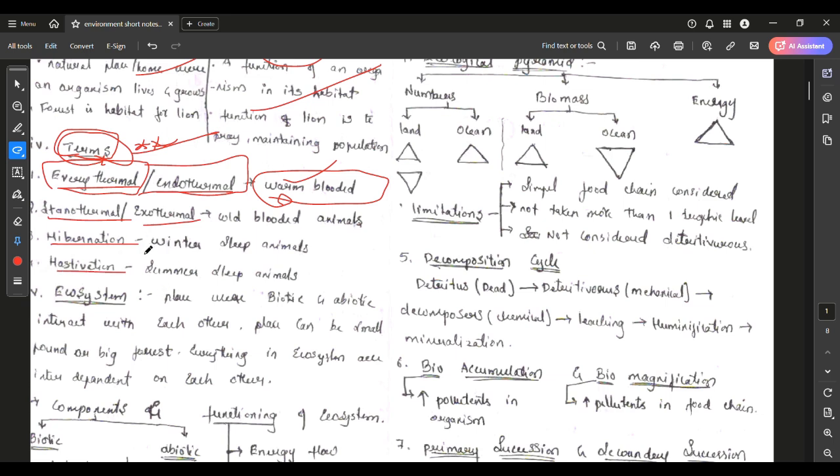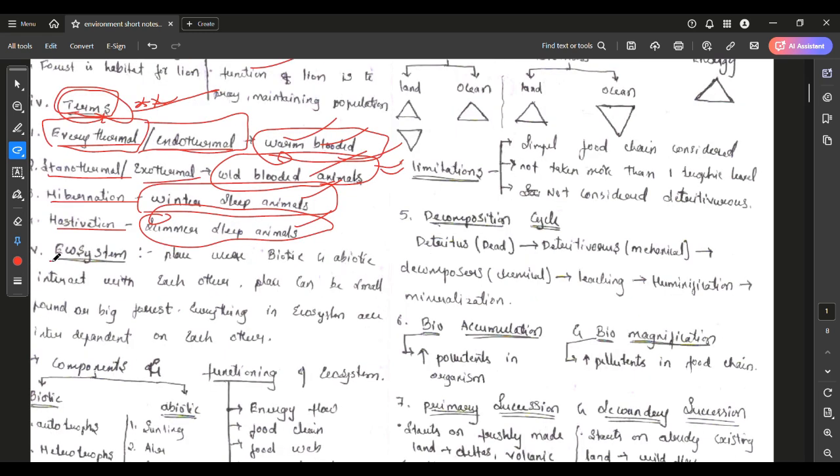You can see here. Hibernation means winter sleep animals. Aestivation means summer sleep animals. Later you need to elaborate these points. In the mains examination you need to elaborate. For prelims you just need to mug up these facts.